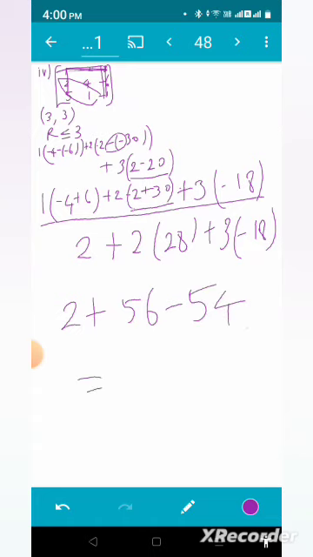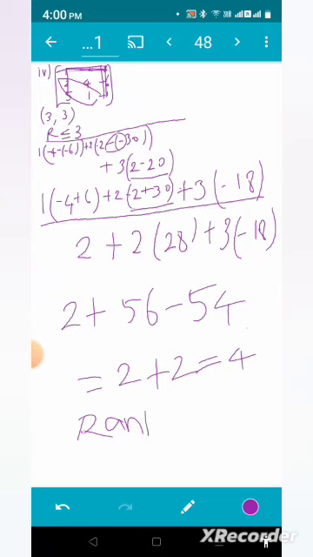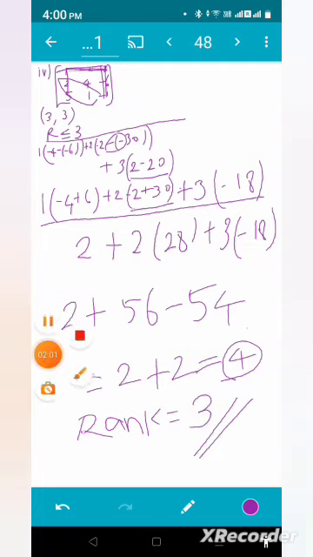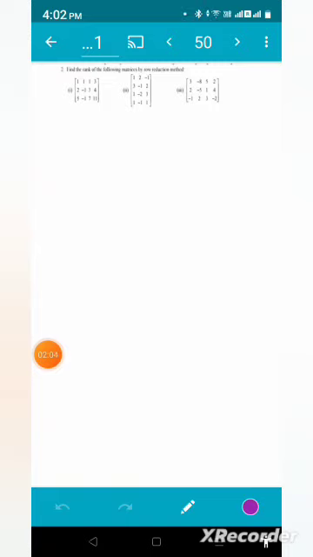So we get 2 plus 2, that is 4. But we have r is less than or equal to 3, that is rank is less than or equal to 3. We get 4, so we can choose r equal to rank equal to 3. I hope you all understand this problem. So second problem is find the rank for the following matrices by row reduction method. That is very simple.